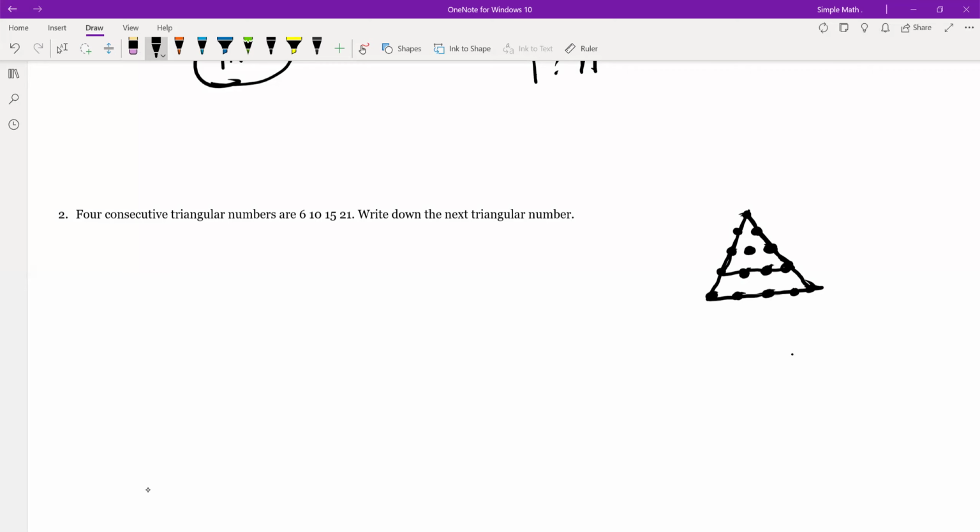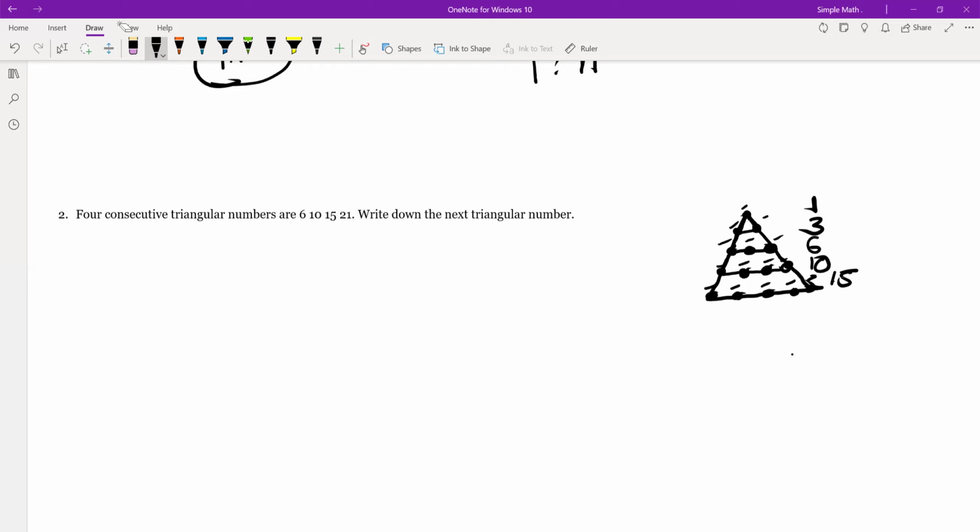Let me erase these lines first. You have three. For the next triangle, you count the number of dots: one, two, three, four, five, six. You have six. For the next triangle, from six, now you have seven, eight, nine, 10. The next one, from 10: 11, 12, 13, 14, 15. So these are what we call triangular numbers. Triangular numbers are 1, 3, 6, 10, 15.